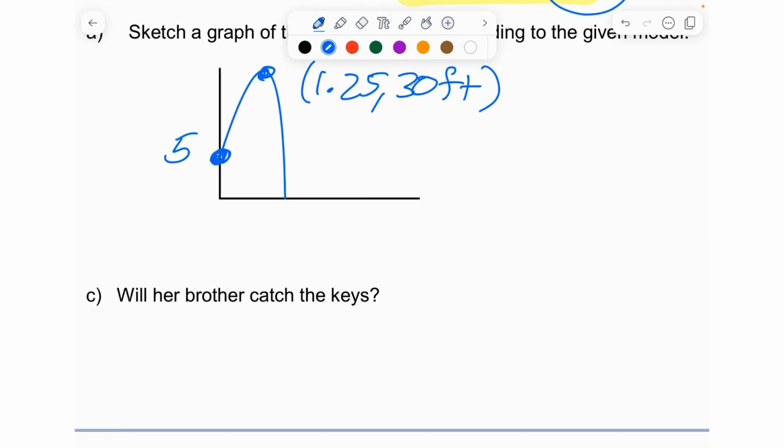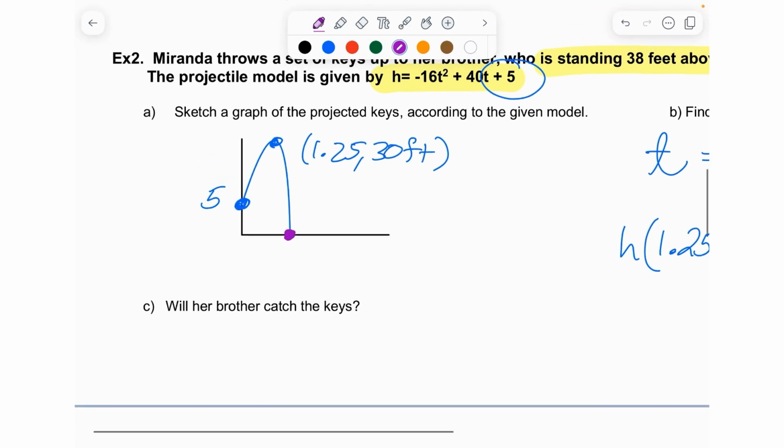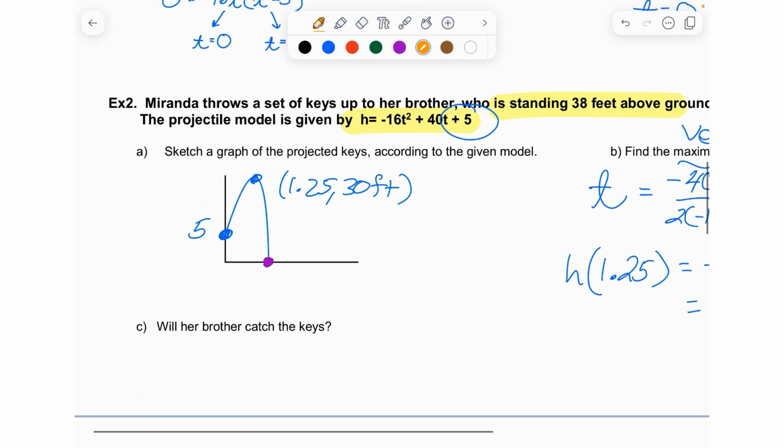Will her brother catch the keys? Wait a minute, that sounds a little different than the previous problem. That doesn't have anything to do with the ground. No, we're not trying to find the ground. The brother's not standing on the ground. What's that you say? The brother's standing 32 feet up in the air? Yeah, he's standing up here 32 feet. Uh-oh, this is one of those situations where the throw is a little bit short, because the throw only, of course, goes 30 feet in the air. So no, he's not going to catch the keys. The throw is short.